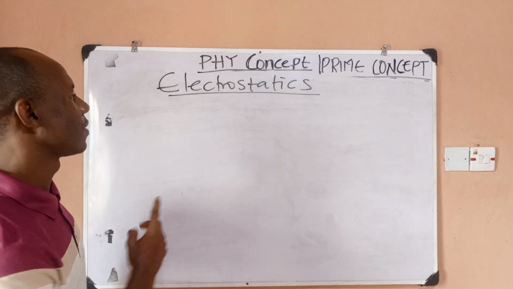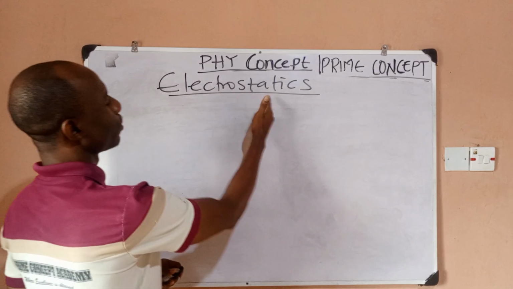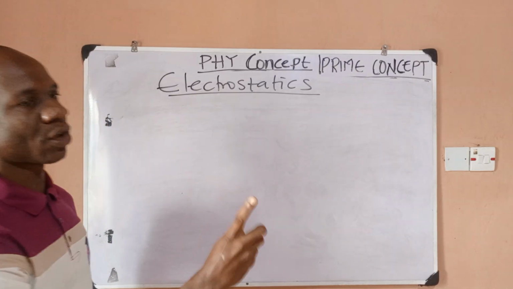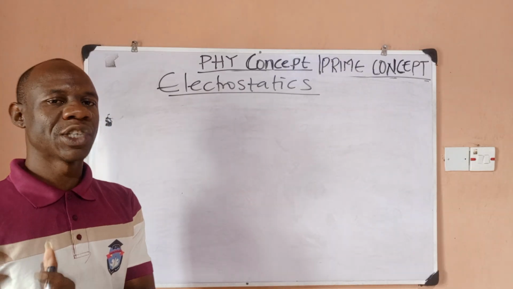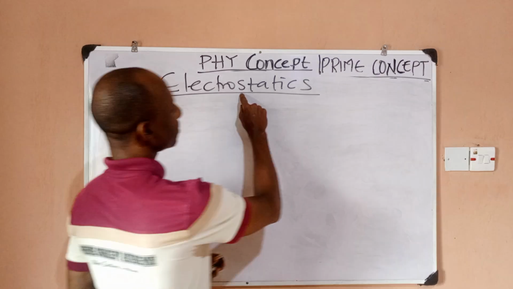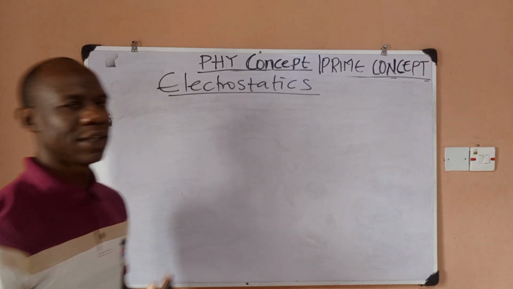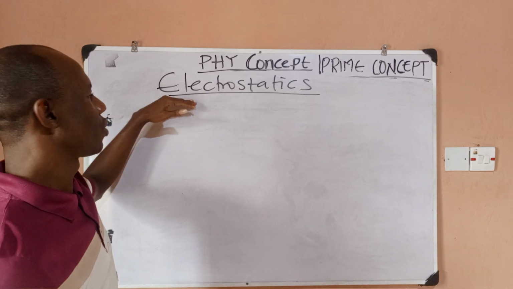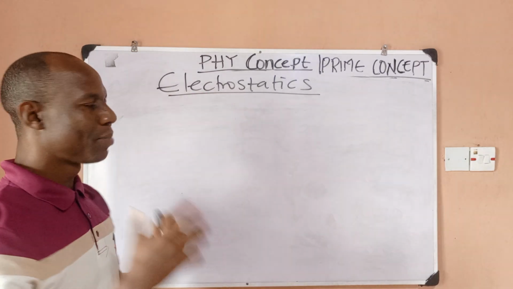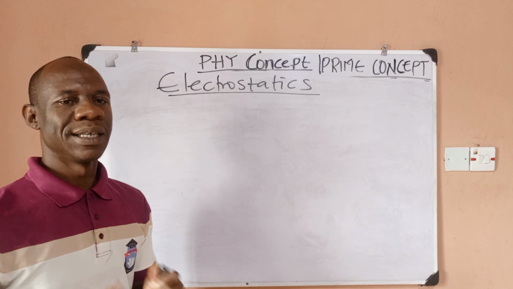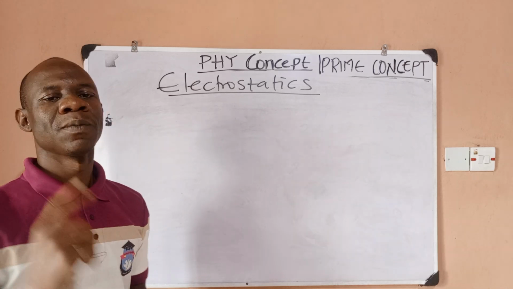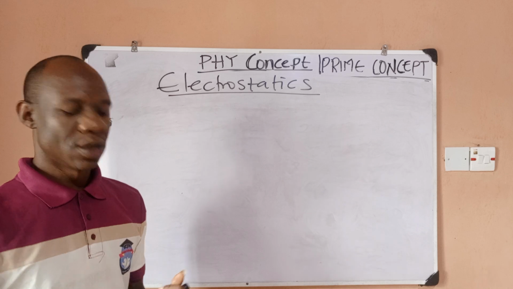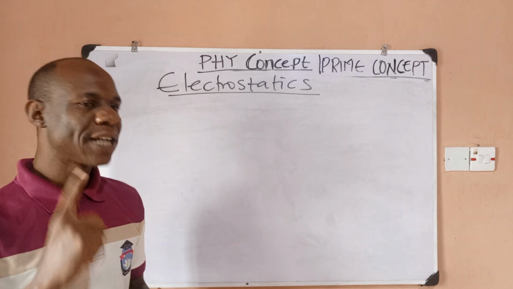Now, if you watch, this topic can actually be broken into two parts. One is electro, which can mean electron. An electron talks about charges. And then you have statics. Whenever you hear statics, statics talks about something that is stationary. So if you put the both of them together, it simply means that electrostatics is the study of charges that are stationary or charges that are static or charges that are moving very slowly.